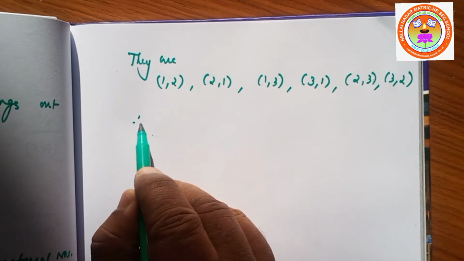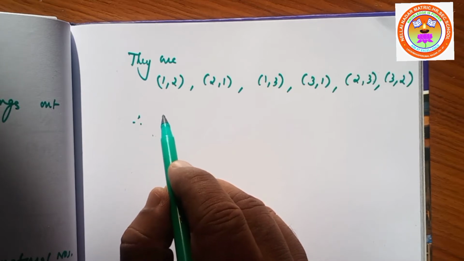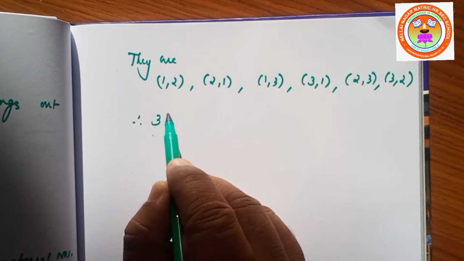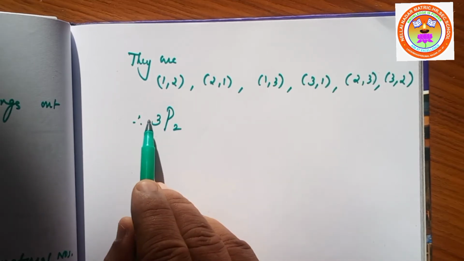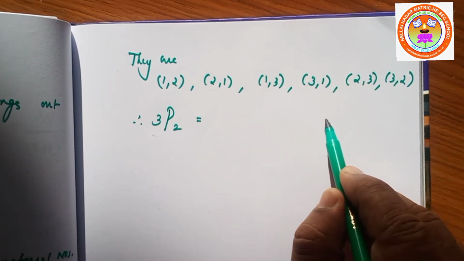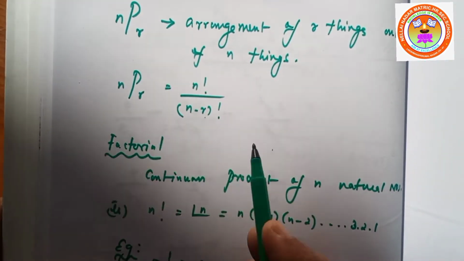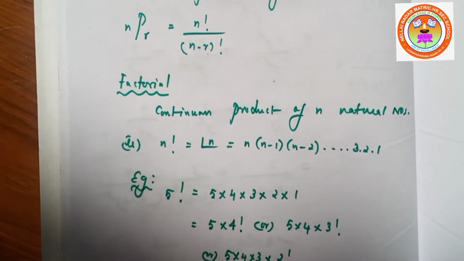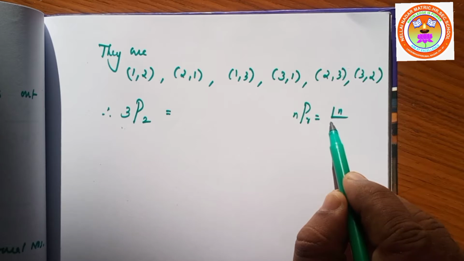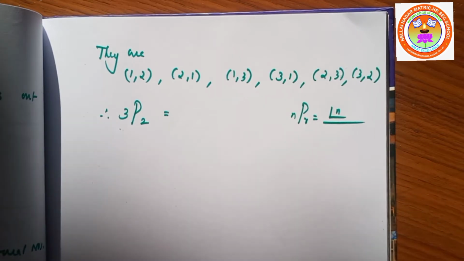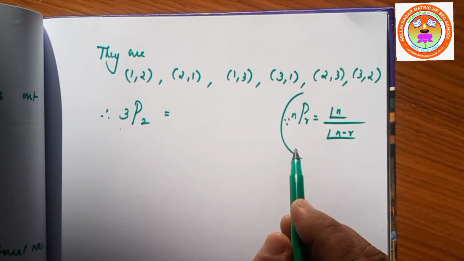Therefore we have taken 2 things out of 3 things, correct? So 3P2: we have arranged 2 things out of 3 things. There is a formula: nPr is equal to factorial n divided by factorial n minus r, as I have already given here.